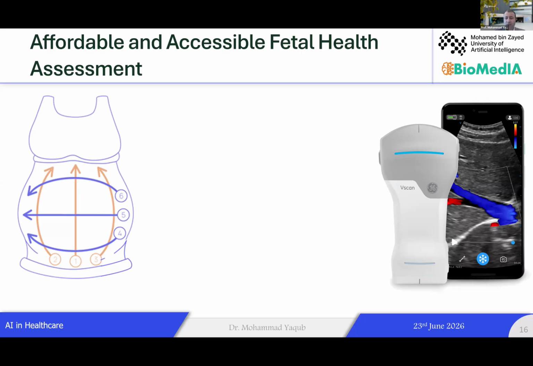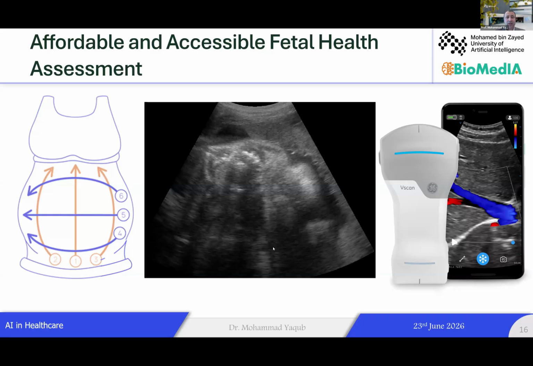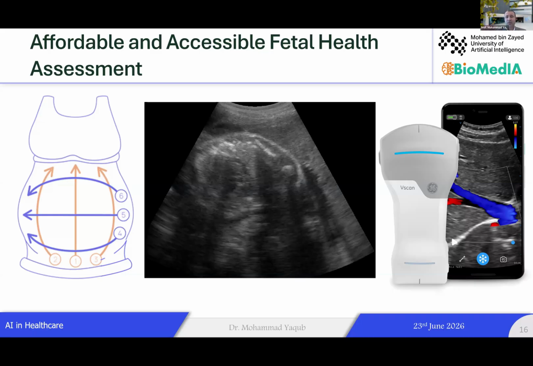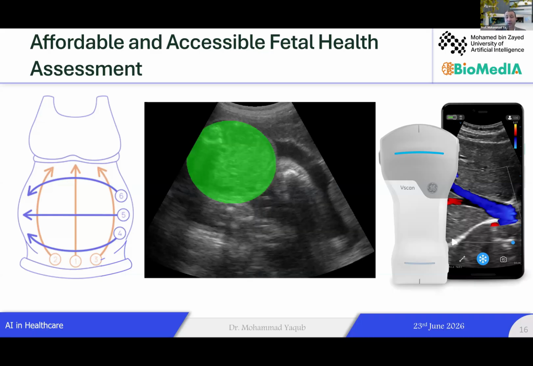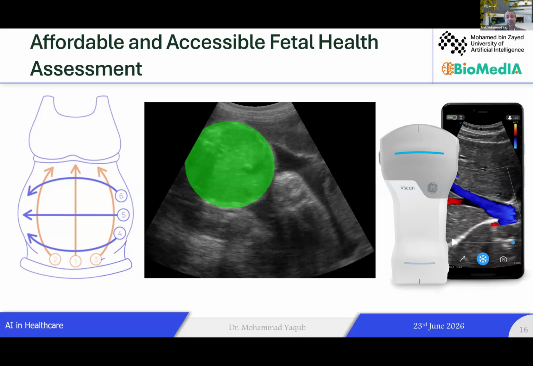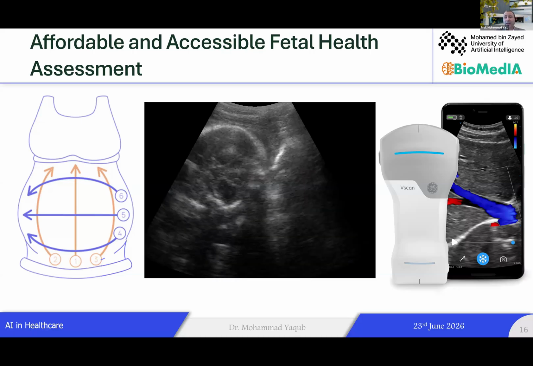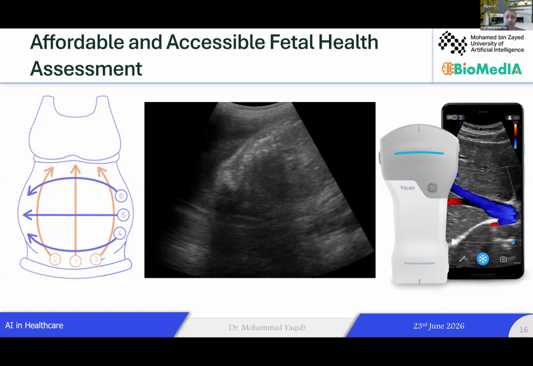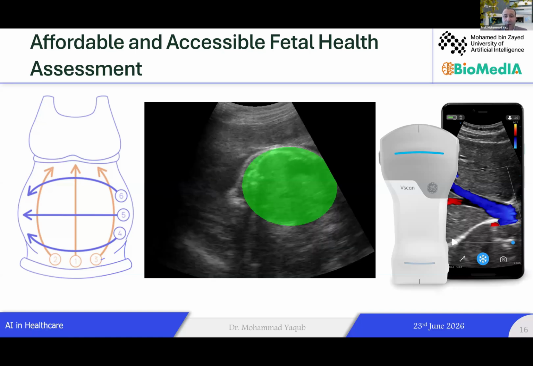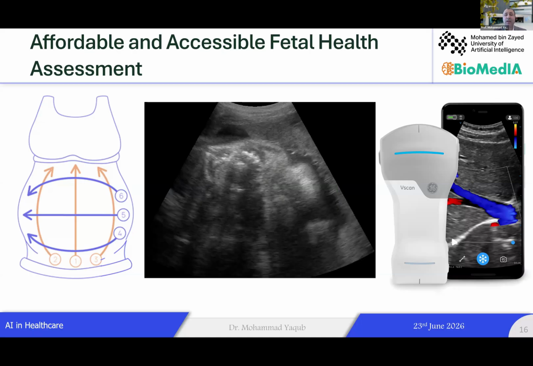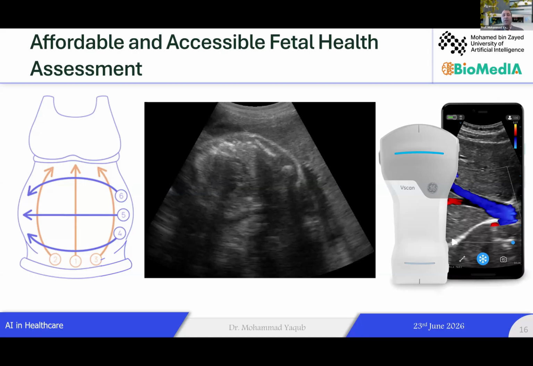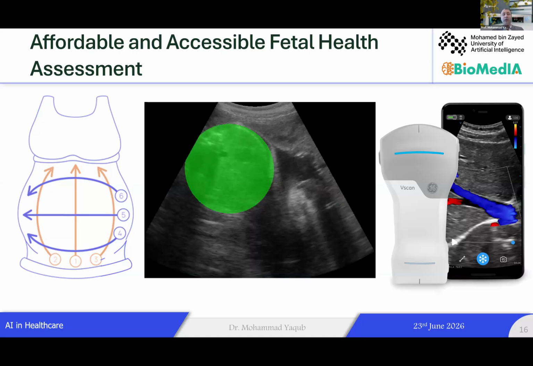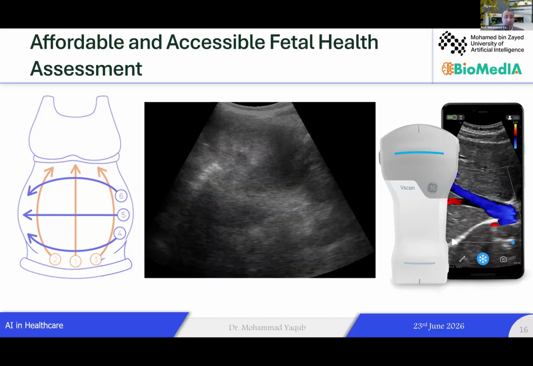This study is looking into how we could build AI tools where you put this transducer into the hand of, say, a nurse or a midwife, and she scans a pregnant lady, and the AI tool running on her smartphone assesses fetal growth. In this example, you see something in green. That's the abdomen of the fetus, which gets assessed by the AI to measure the abdominal circumference, which is a marker for fetal growth. It's just an example.